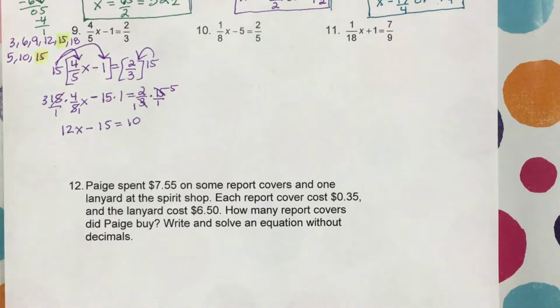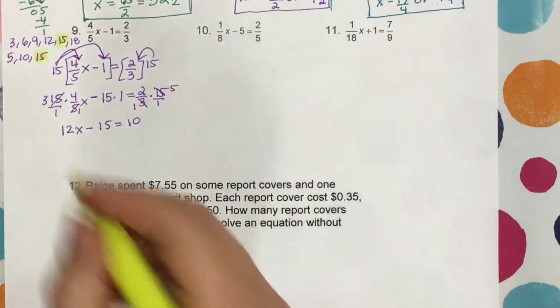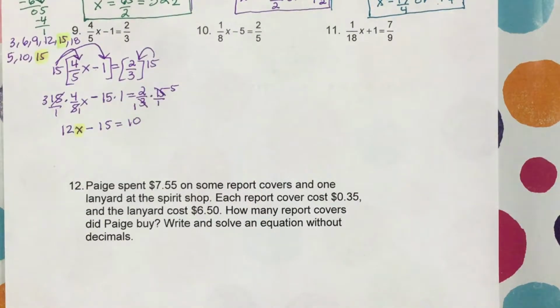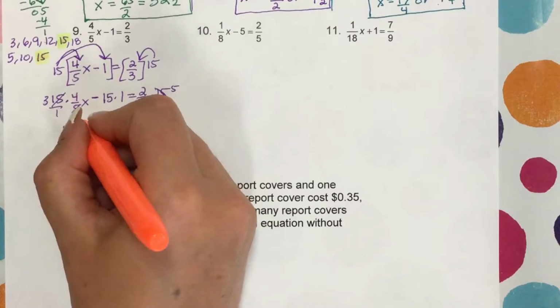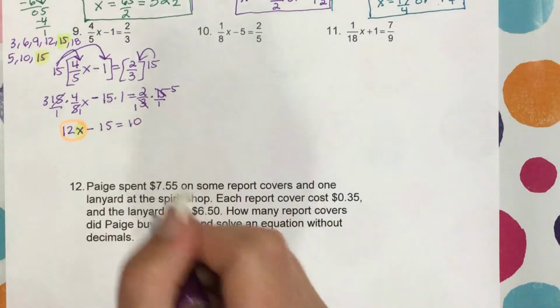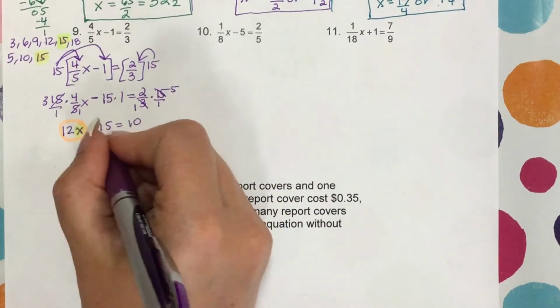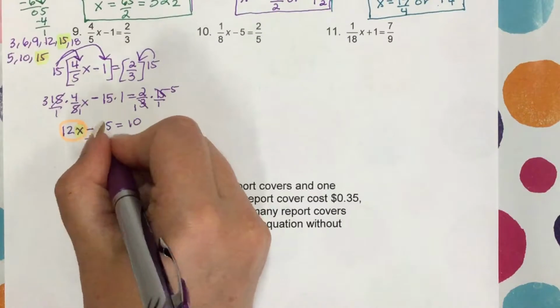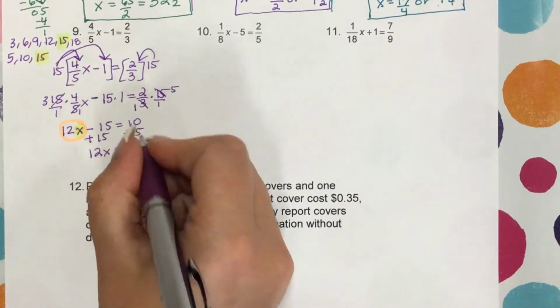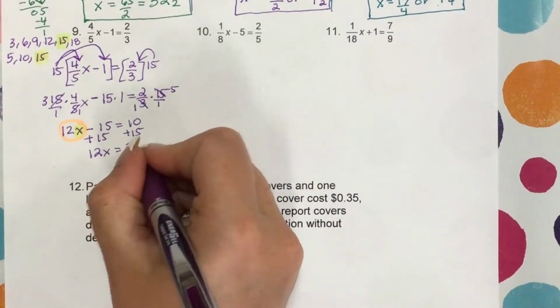So now I have my two-step equation. I have an equation that no longer has any fractions in it. So I'm going to get x by itself, which means I'm going to keep this 12x together until the very end. This means I need to get rid of this -15. To do that, I'm going to do the inverse operation of subtraction, which would be addition of 15 to both sides. I'm left with 12x equals 10 plus 15, which is 25.